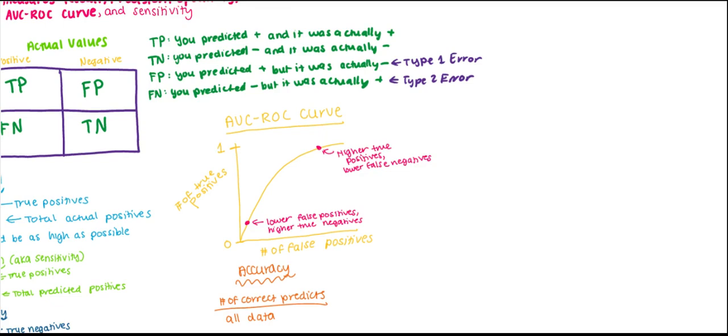For example, the lower the value is on the x-axis, like the bottom value over there, that means lower false positives and higher true negatives. And if you look at values that are higher on the y-axis, that means higher true positives and lower false negatives.